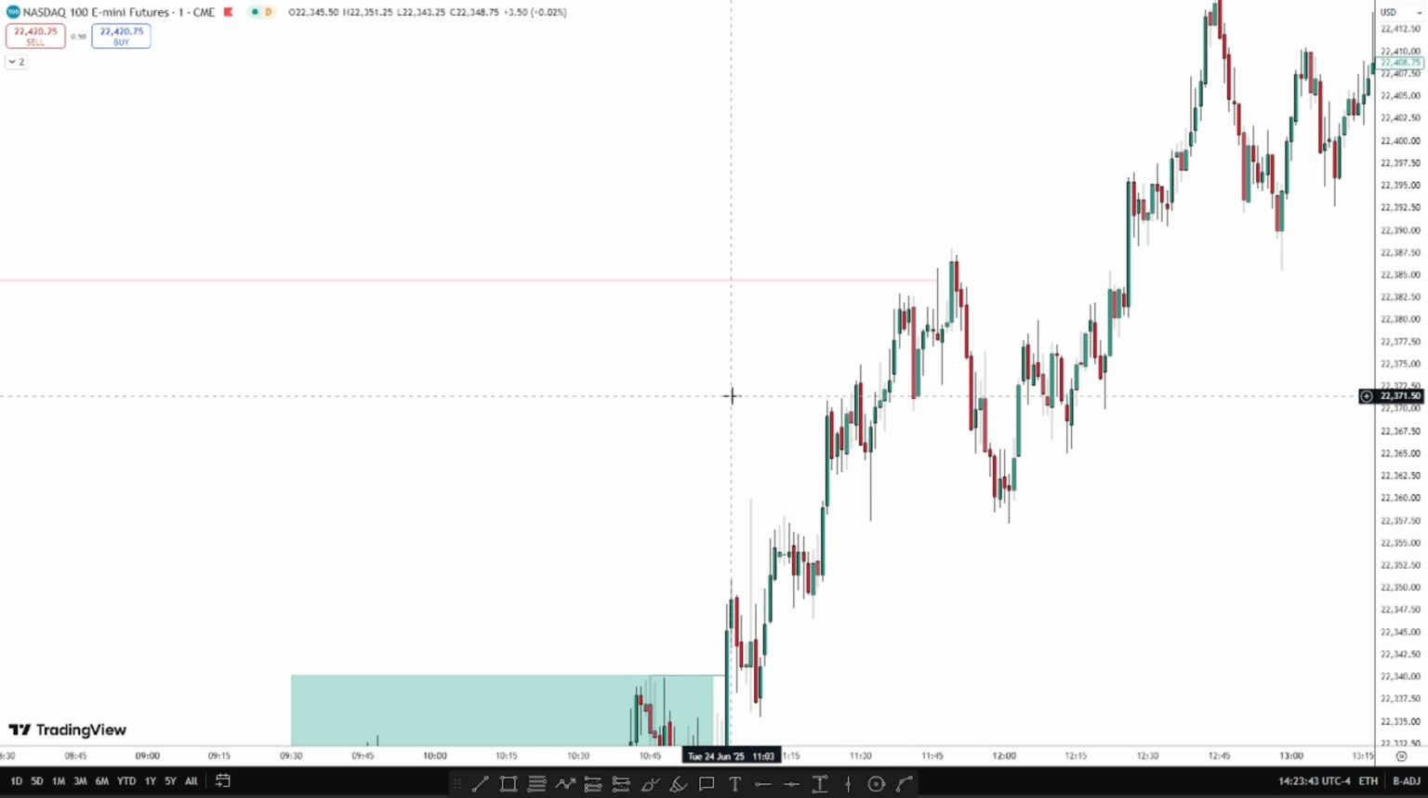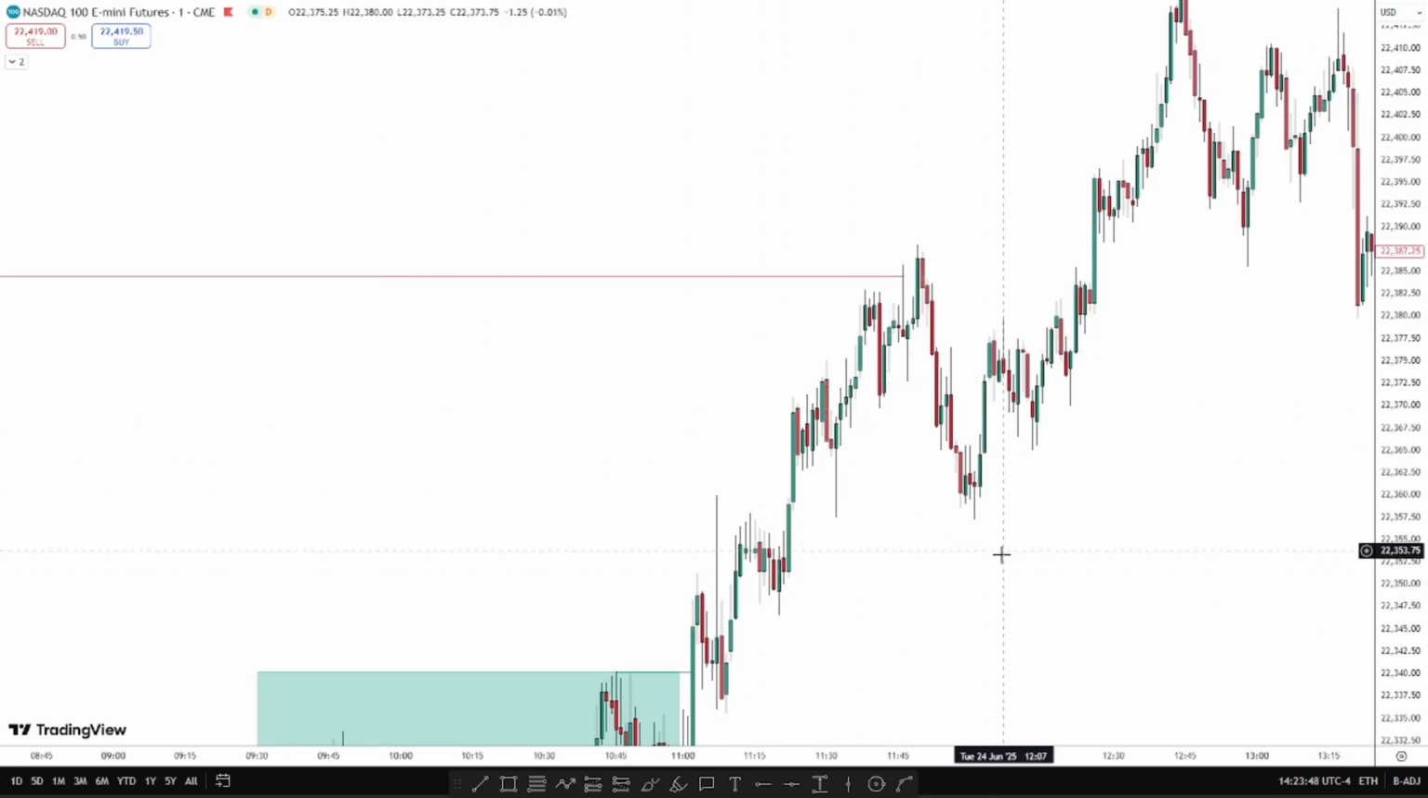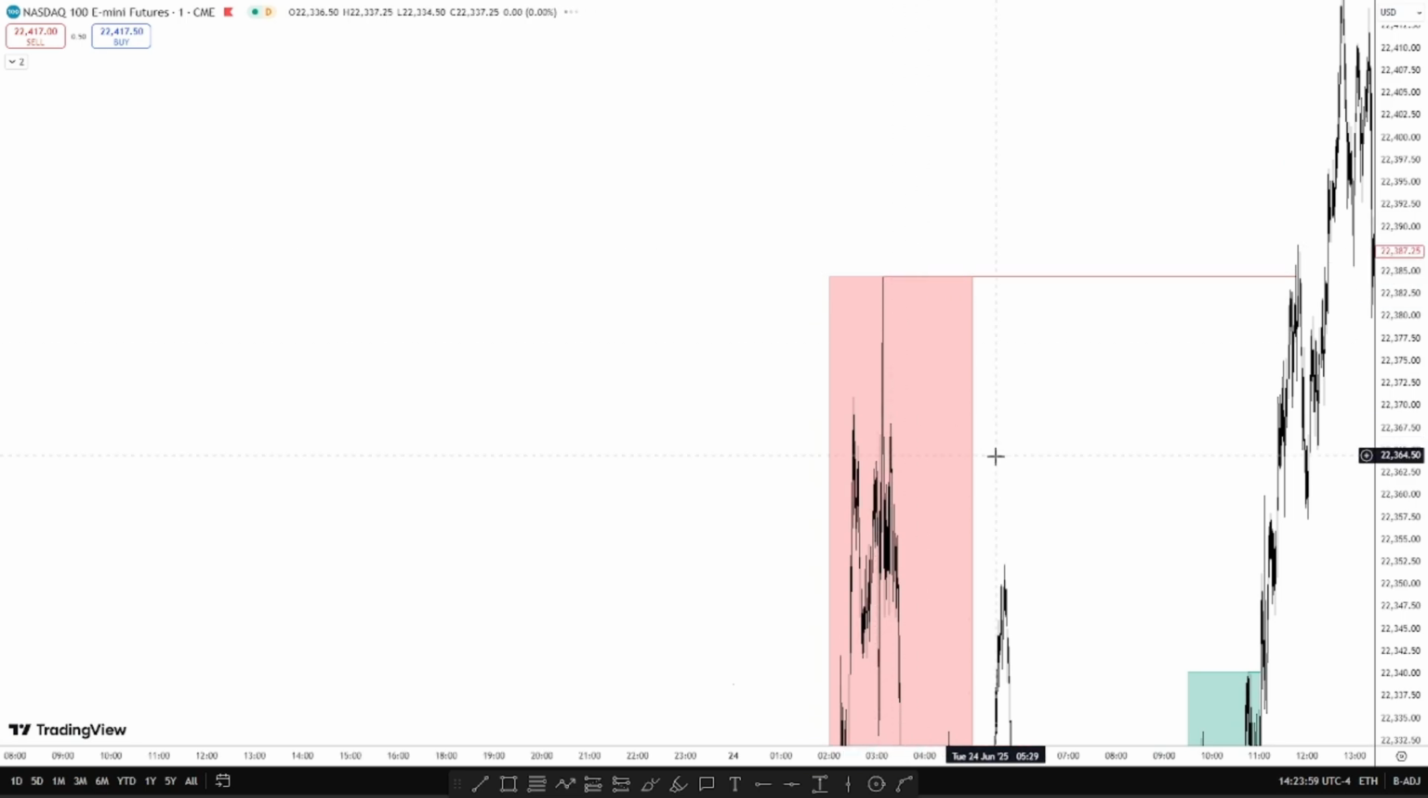So I have a perfect example here, and this is actually one of the trades that one of my friends took today. They put their stops to break even, and instead of suffering a full loss, they just got stopped out at break even. So as you can see here, we have London session high resting here.